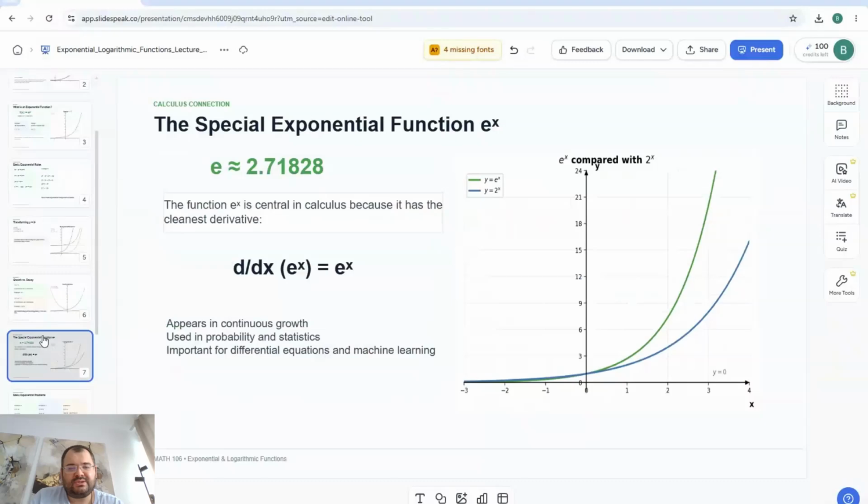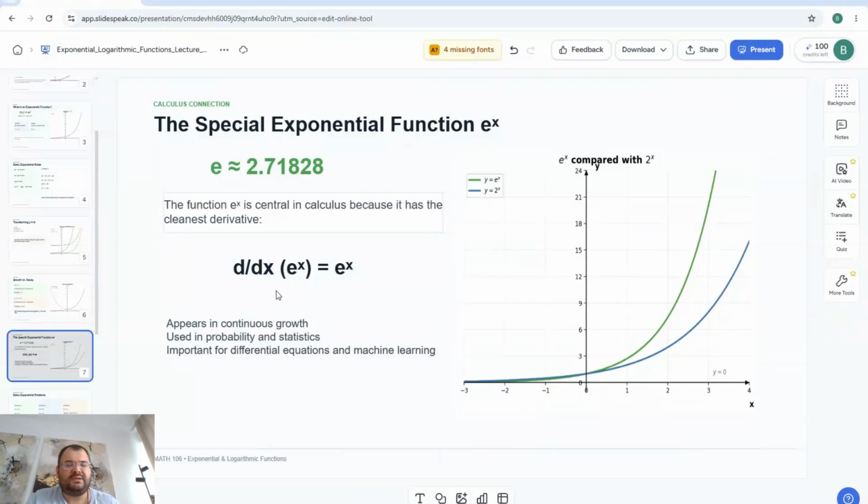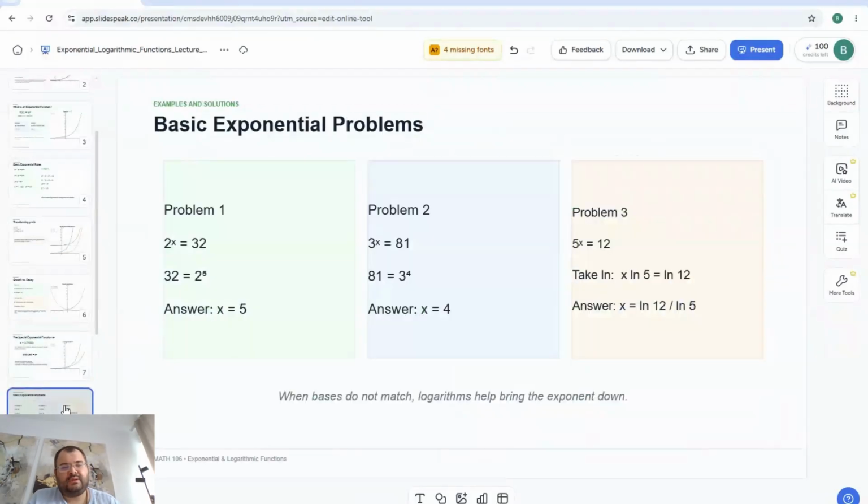We have a special exponential function, which is e to the x, with e being 2.71828. It is of course growing quicker compared to 2 to the x, because 2.71 is greater than 2. It is a special function such that, as we will learn in derivative functions, when we take the derivative of e to the x, it will become e to the x again. It will be itself.